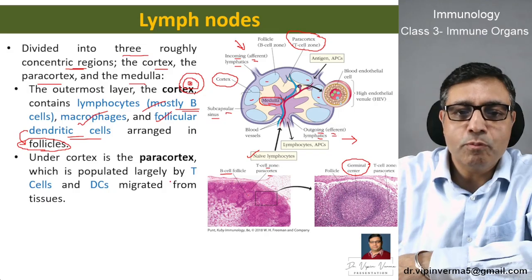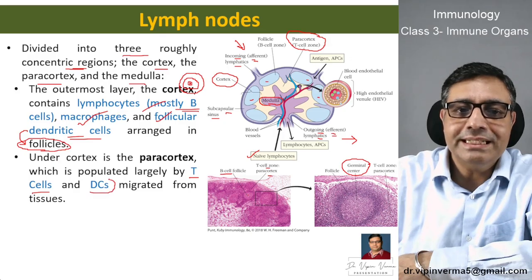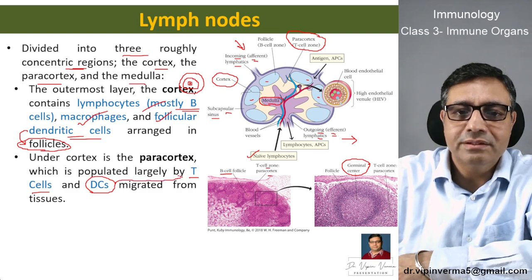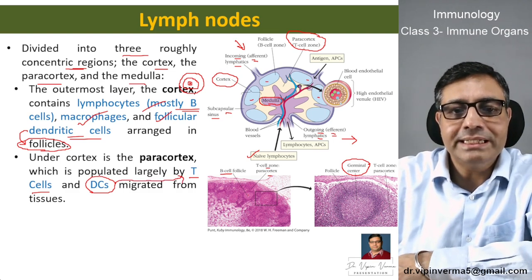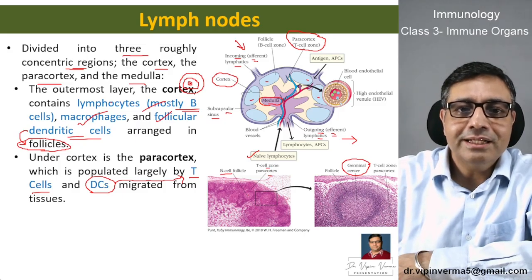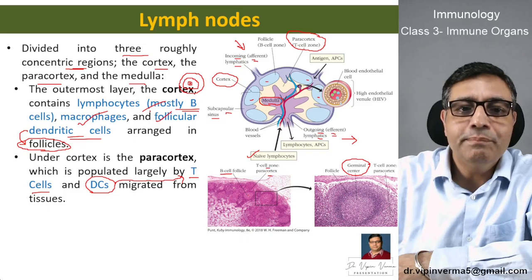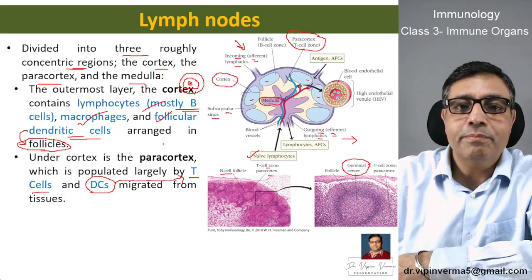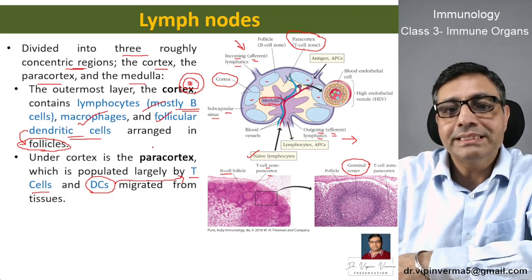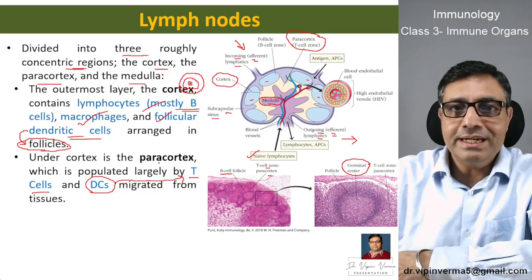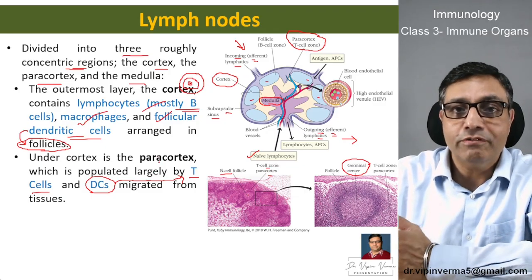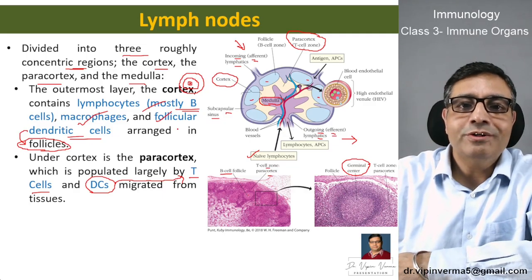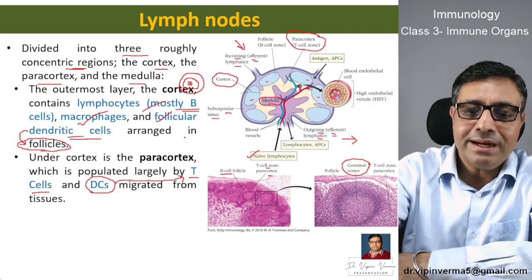And this paracortex is populated largely by the T cells and dendritic cells, because dendritic cells are the specialized cells which present the antigen to T cells. While the cortex is mainly populated with the B cells. So that's the difference between the cortex and paracortex. Although it doesn't mean that T cells cannot be found in the cortical region or B cells in the paracortical region. Definitely you will find those cells there, but the majority of the cells are the B cells in the cortex and the T cells in the paracortex.